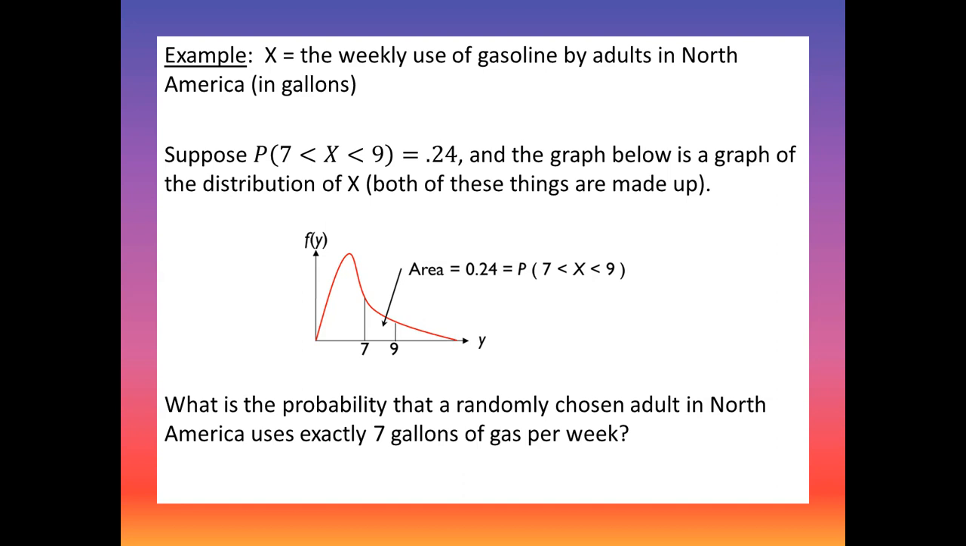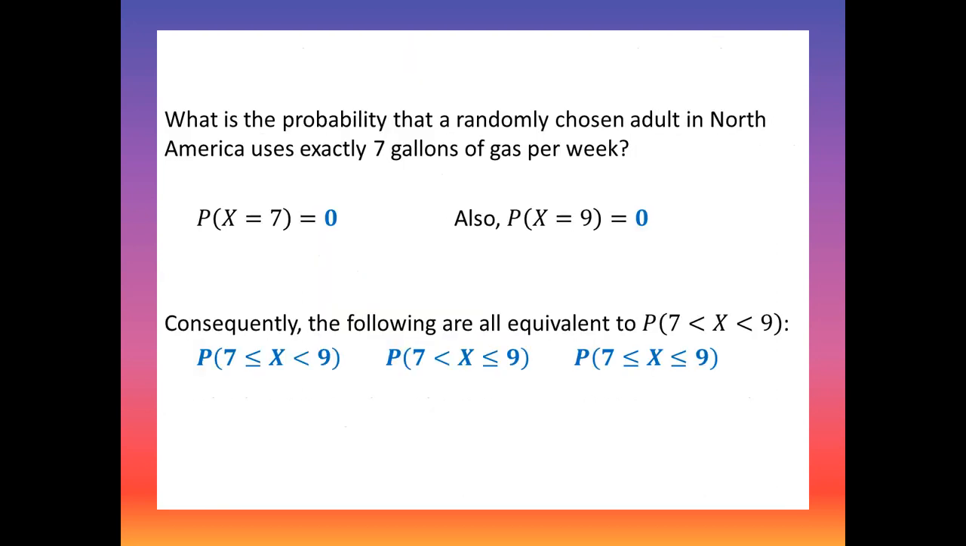Then there's the question at the bottom, what's the probability that a randomly chosen adult in North America uses exactly 7 gallons of gas per week? Well, that's a specific value, so it's 0. So the probability that X equals 7 is 0. By the same sort of logic, the probability that X equals 9 is also 0.